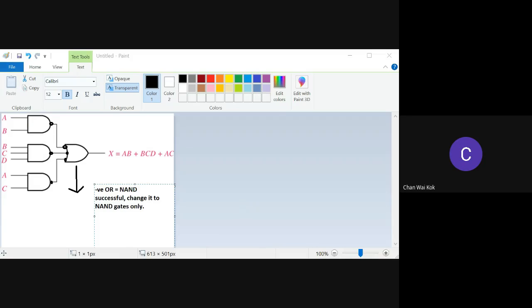Okay, clear? Everyone clear? Clear how you do the simplification using NAND gates. This is just applying De Morgan's theorem. Okay?